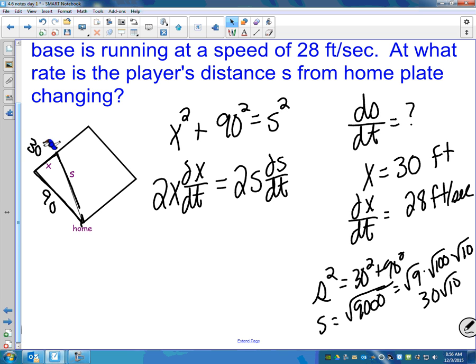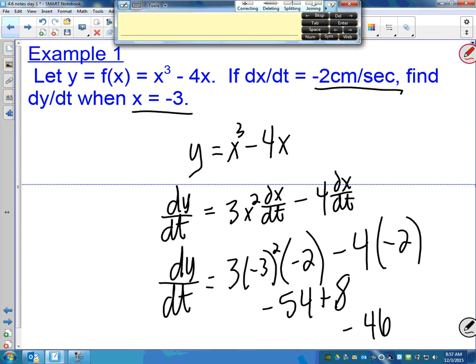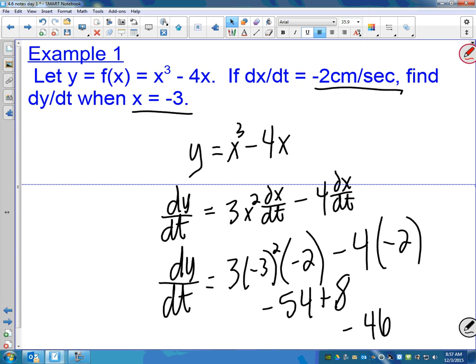Okay, we want to talk about whether rates are positive or negative right now. Because on the last problem they gave us a positive rate, but on this one they gave us a rate of a negative value. What do you think that means if a rate is negative?